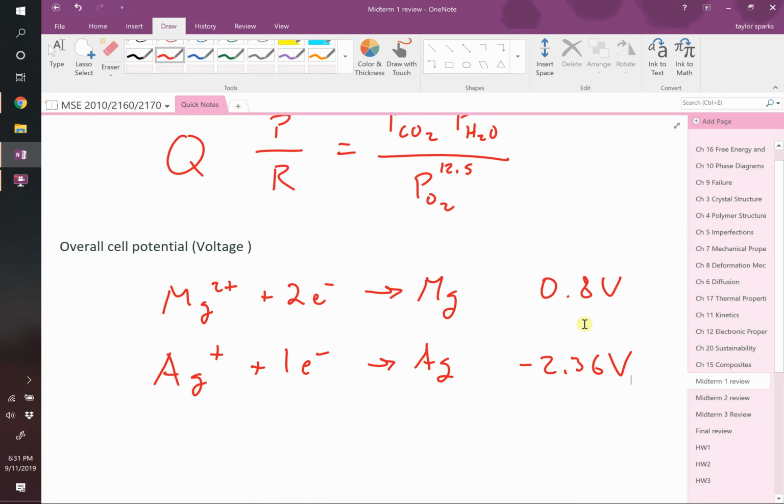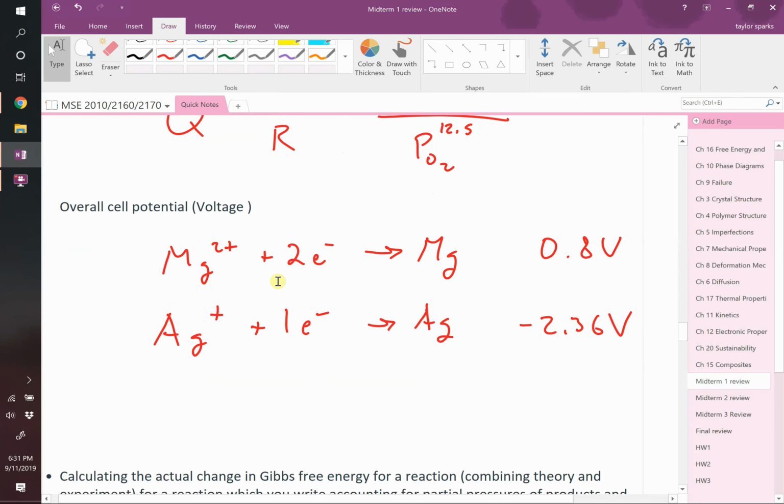Does that apply for both the standard reduction and standard oxidation values? If it was a list of standard oxidation, you would still want to flip the more negative one. The only difference is that in this one, the lower one goes from reduction to oxidation. If it was an oxidation table, it would go from oxidation to reduction. But still, the more negative one you flip. So when we flip it, now we've got silver metal reacts to form silver ions plus 1 electron.